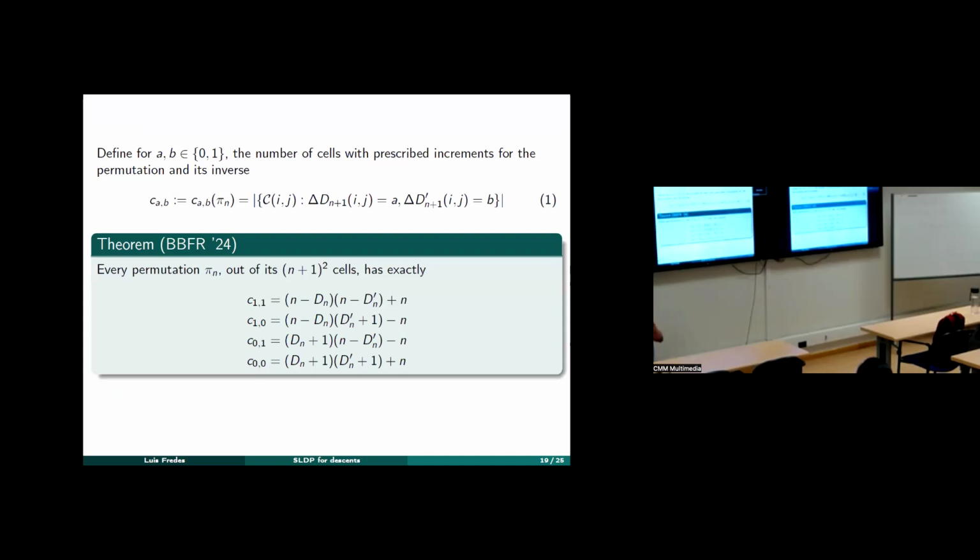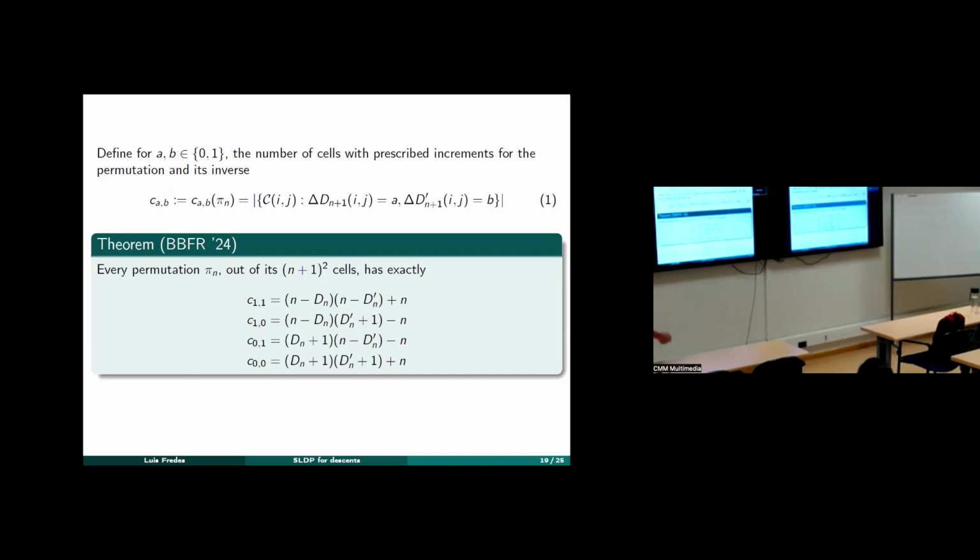So let me define C_AB if I have increment A in the direct permutation and increment B in the inverse permutation. So, first theorem: every permutation pi of n, out of the (n plus 1) squared cells, has exactly this number of cells with prescribed increments, where here I put the direct and the inverse.